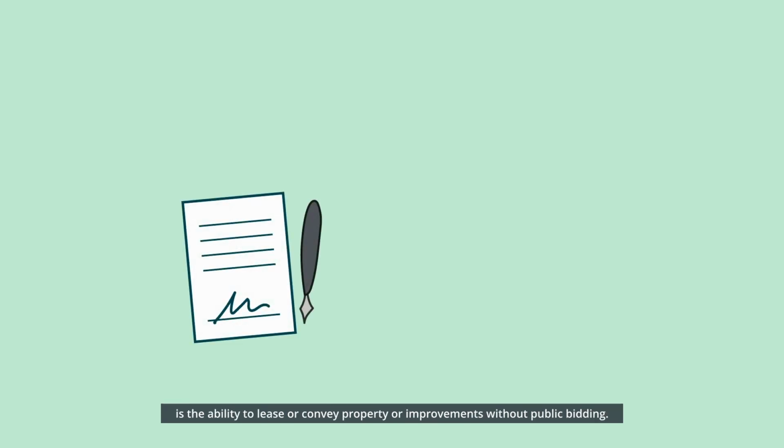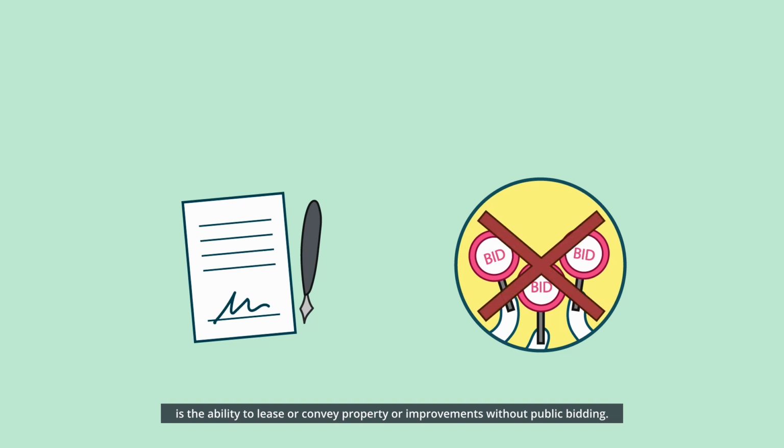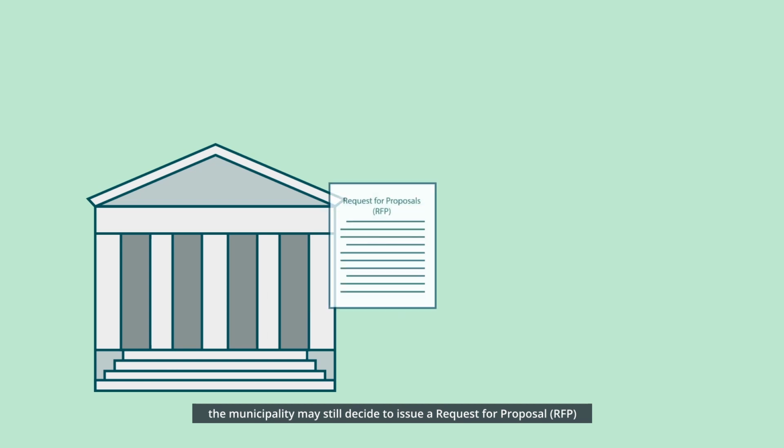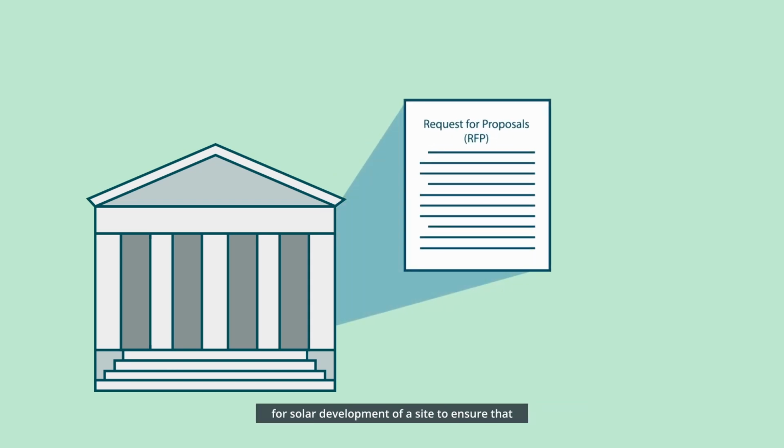One of the powers of a redevelopment agency, as put forth in the law, is the ability to lease or convey property or improvements without public bidding. While this may expedite a community solar project, the municipality may still decide to issue a request for proposal, or RFP, for solar development of the site to ensure that the most advantageous development offer is selected for the project.